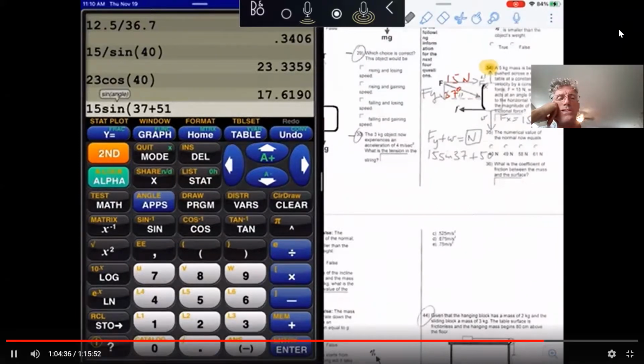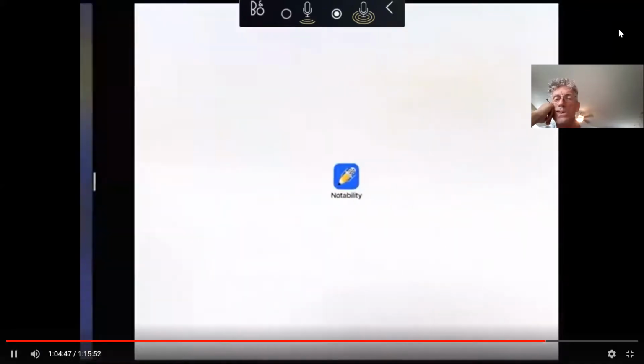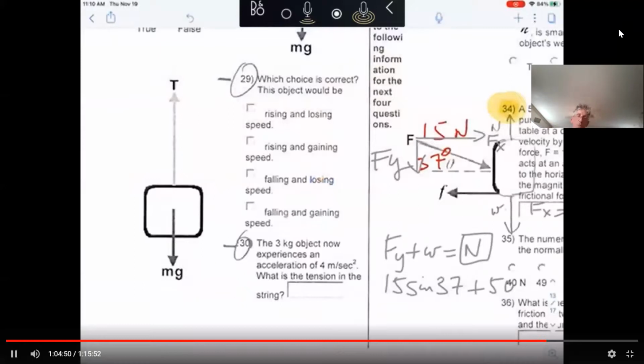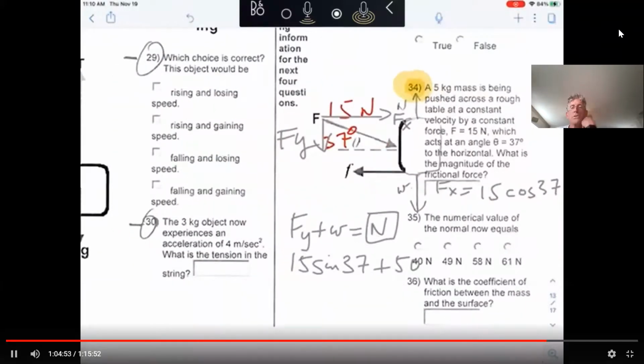Oops. Looks like I'm making a mistake there. Sine 37 equals, plus 50. So I didn't realize I had made a mistake, so I'm going to go back to it. Oh, I gotta fix that. It's not 14.97. Go back to my calculator. I think I realized that.